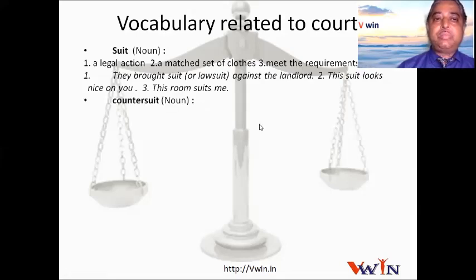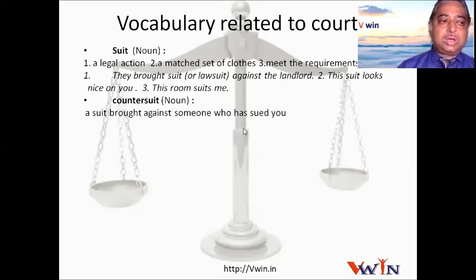Countersuit is basically a lawsuit brought against someone who has already sued you, someone who has filed a case against you. You bring a countersuit against him, means you are bringing the suit to counter his case against you. That suit is known as countersuit.